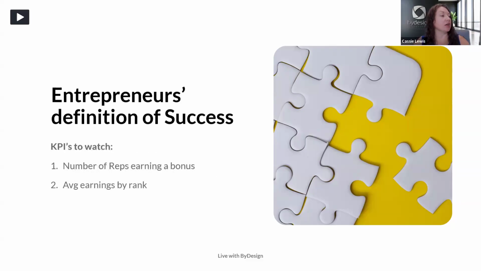Again, the KPIs to watch here: the total number of reps who are earning a bonus and the average amount that they are earning. I like to look at this a few different ways. Overall, how many are earning and what's the average check? And then I also like to drill down a bit further and separate it out by rank. So what are the average checks by rank? Is it consistent within that rank, or do you have a wide variety within a single rank? These can all be indications that there may be something in your comp plan that's not achieving what you set out to achieve.